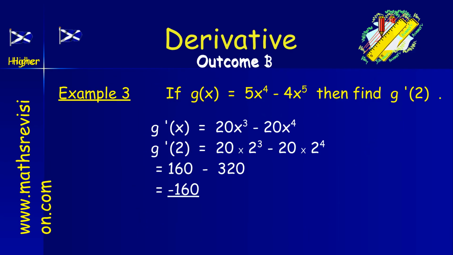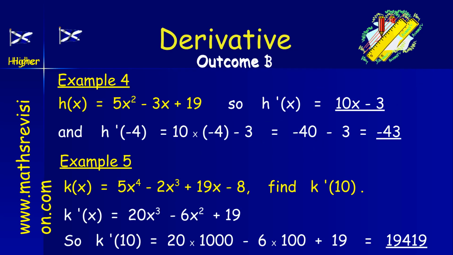For the function g of x equals 5x to the power of 4 minus 4x to the power of 5, the derivative g prime of x is 20x cubed minus 20x to the power of 4. Evaluating this at x equals 2 results in minus 160. For h of x equals 5x squared minus 3x plus 19, the derivative is 10x minus 3, yielding minus 43 at x equals minus 4.